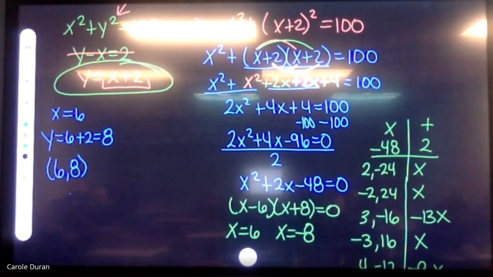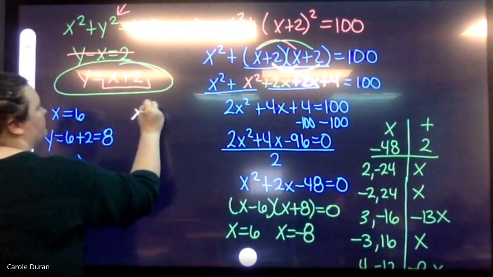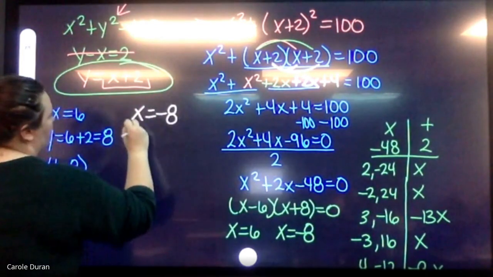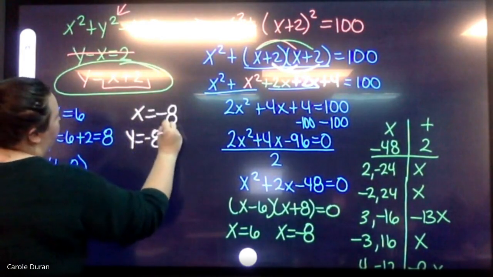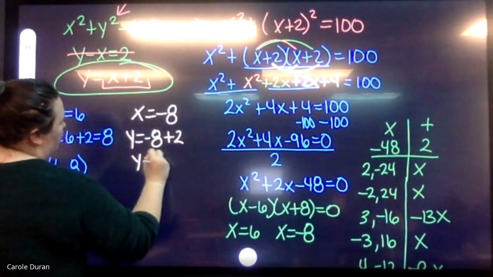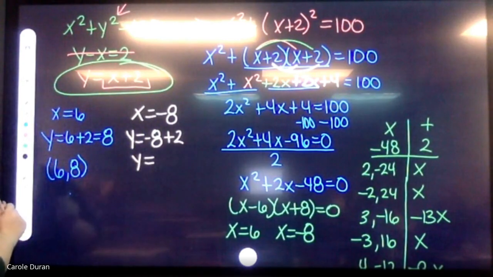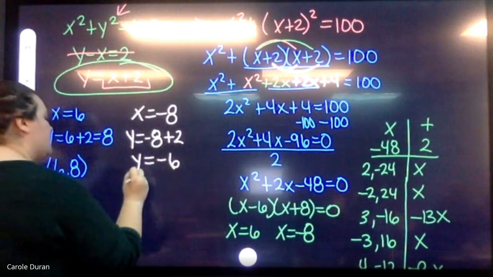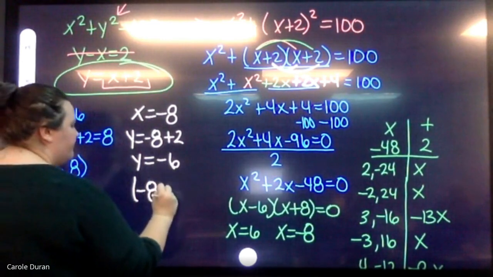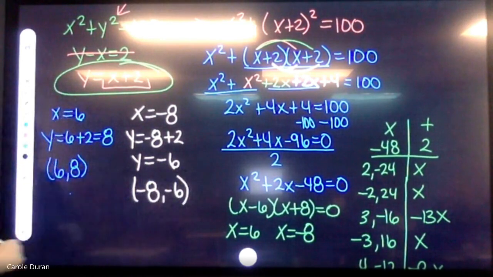I'm going to do the same thing then with negative 8. I get negative 8 plus 2, and that equals what? Negative 6. So then my next point is negative 8, negative 6, and both of those are my solutions.